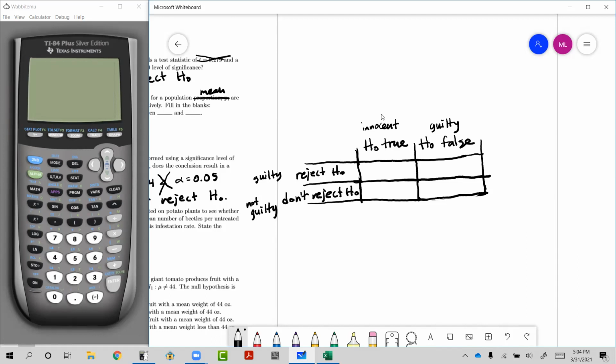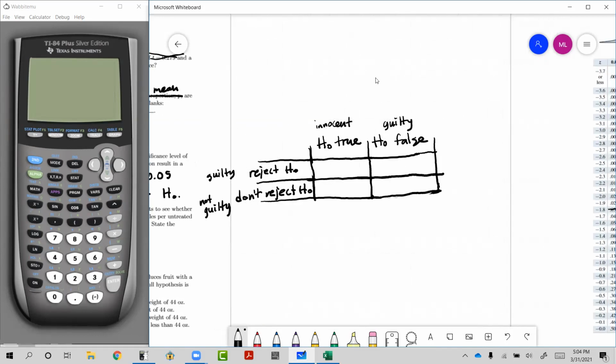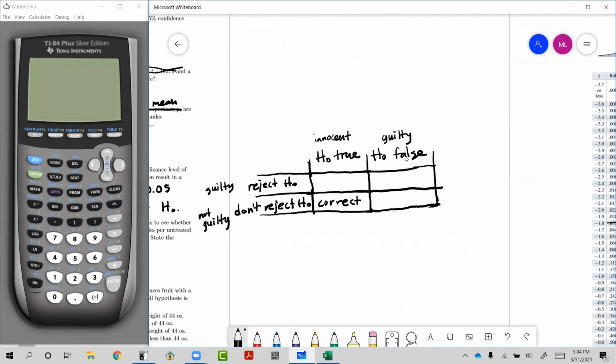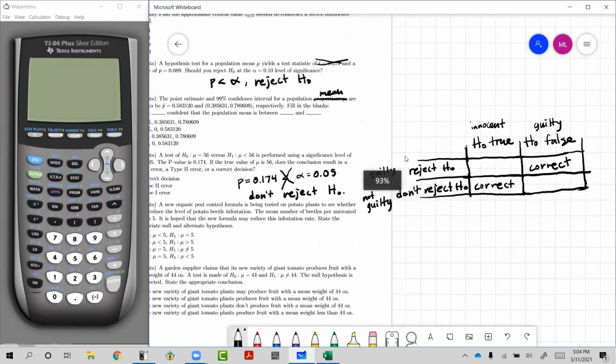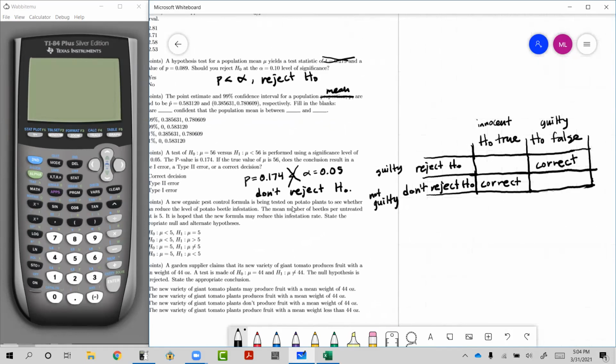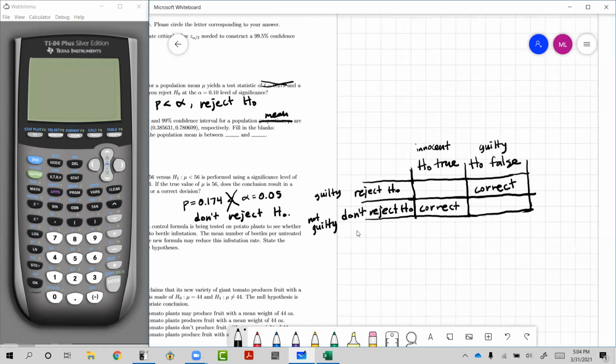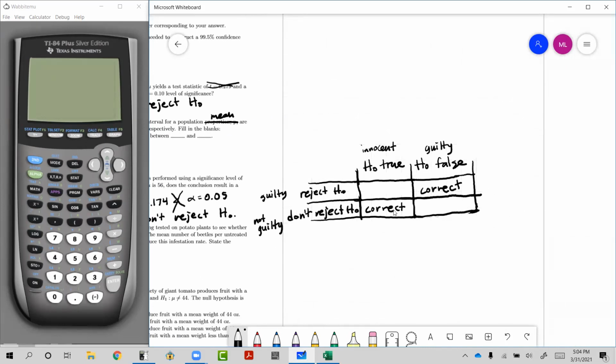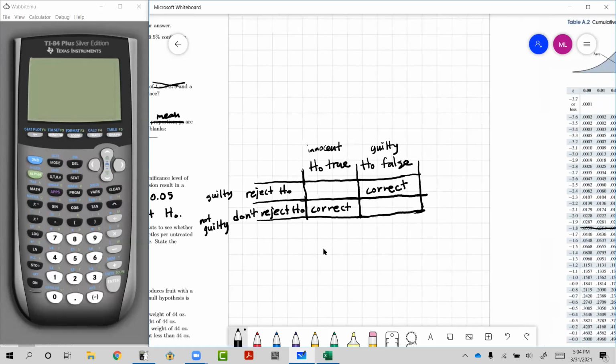Oops, guilty. The way it works is, if the person is actually innocent and we said not guilty, that is a correct decision. Similarly, if the person actually did the crime and we say guilty, that is also a correct decision. In the problem we just did in the multiple choice, we didn't reject it. So we said not guilty, and the fact of the matter was they were indeed innocent. So that was the correct decision.